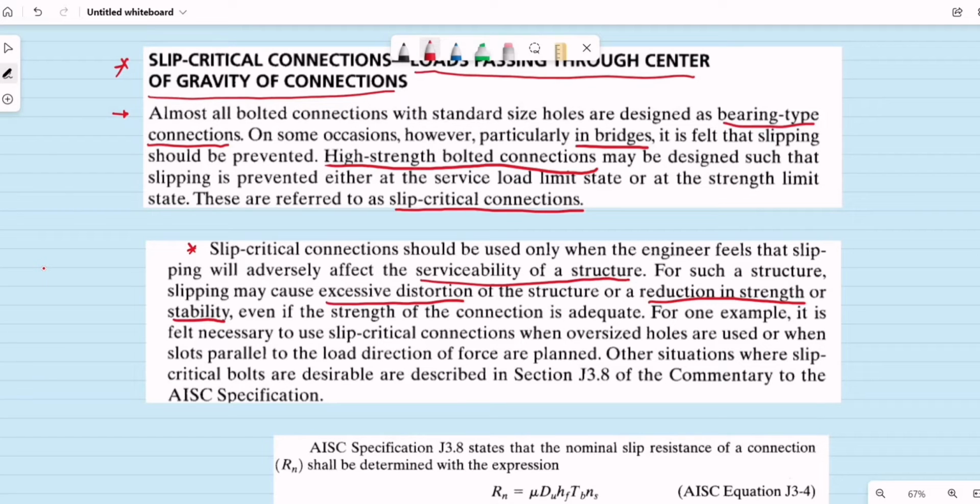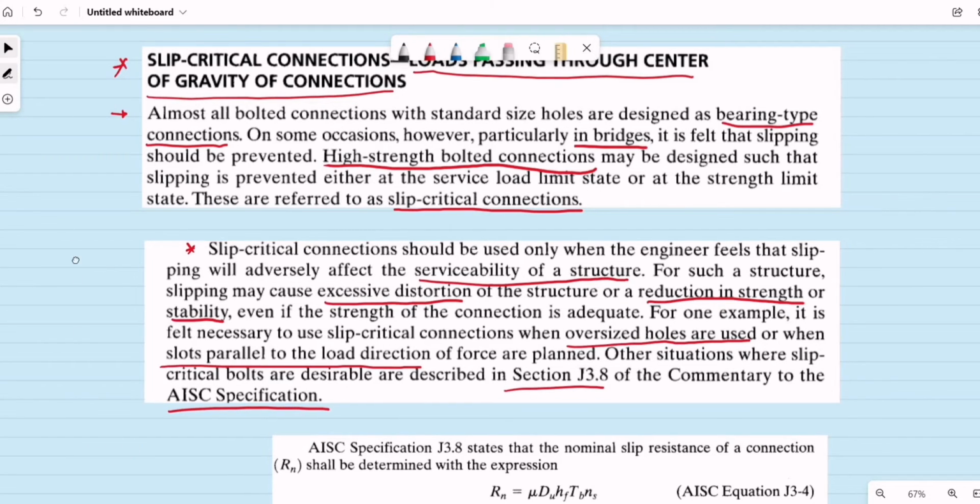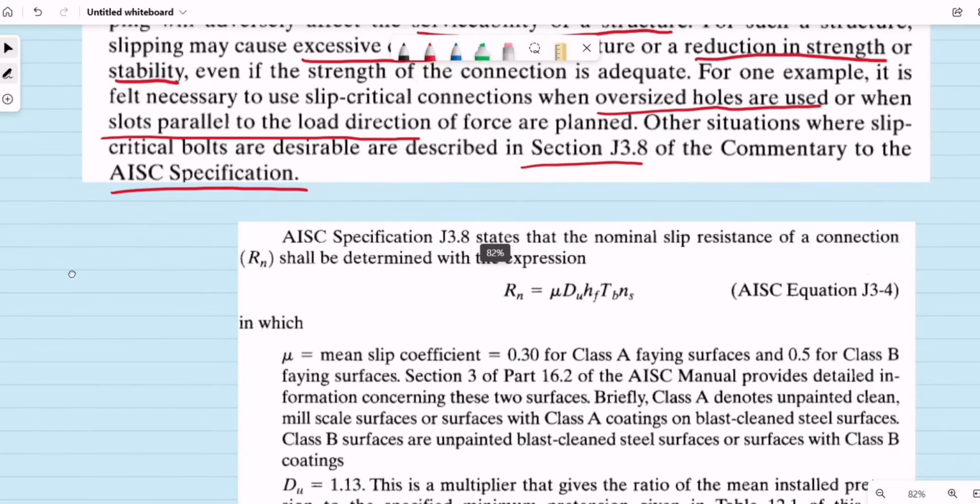stability, even if the strength of the connection is adequate. For example, it is felt necessary to use slip critical connections when oversized holes are used, or when slots parallel to the direction of the force are planned. Other situations where slip critical bolts are used are described in section J3.8 of the commentary to the AISC specification.